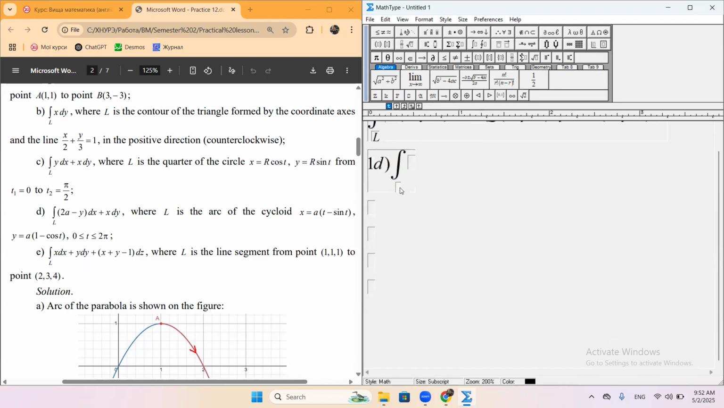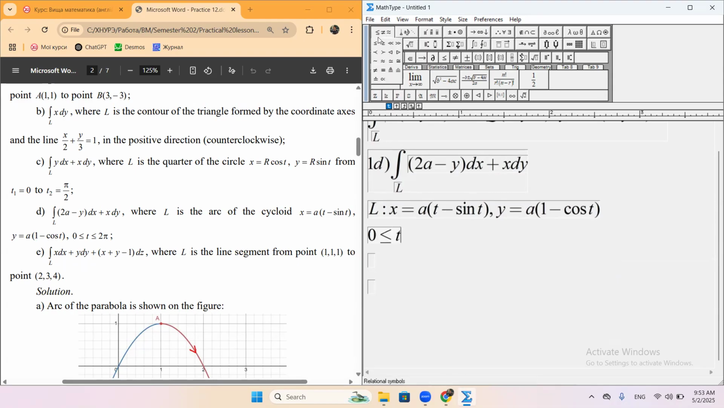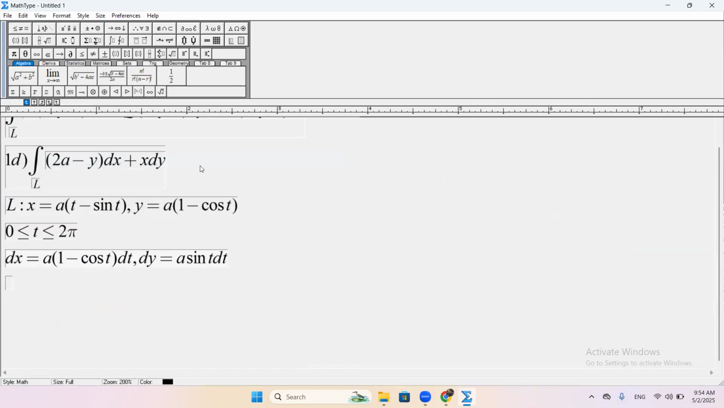So the following integral along L of (2a minus y) dx plus x dy, and L is the arc of the cycloid, so x equals a by (t minus sine of t), y equals a by (1 minus cosine of t), and the first arc of the cycloid corresponds to the values of t from 0 to 2pi. And yeah, let's find differentials. So dx will be equal to a by (1 minus cosine of t) dt, and dy equals a sine of t dt. So let's substitute everything into the integral and calculate it.